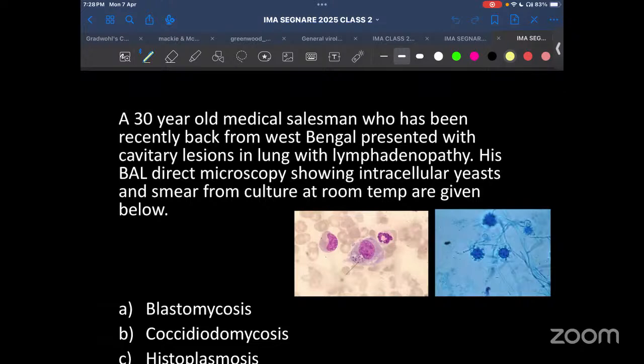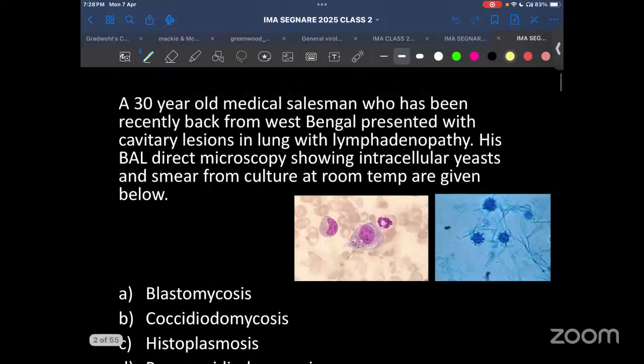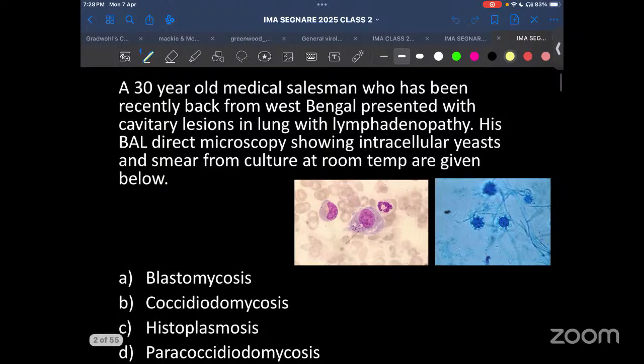Okay, so we will move on to our first question in mycology. A 30-year-old medical salesman who has recently been back from West Bengal presented with cavitary lesions in the lung with lymphadenopathy. His bronchoalveolar lavage direct microscopy shows intracellular yeast, and a smear from culture at room temperature is given. So can you try to answer this question?